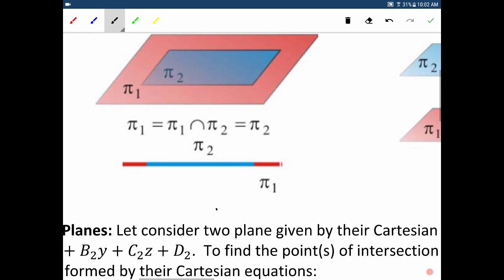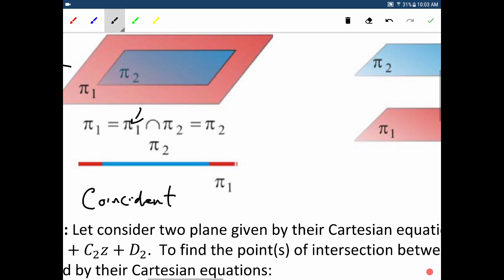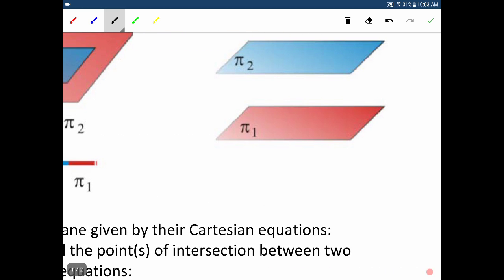The next possibility is that they are coincident. This just means that basically they're the same plane, and so one lies on top of the other. Of course, this makes it look like we've got a big one and a little one, but they would go off forever in all directions because it's just impossible to actually illustrate that. So that's basically it: the two planes are essentially equivalent. And the final possibility is that they are distinct.